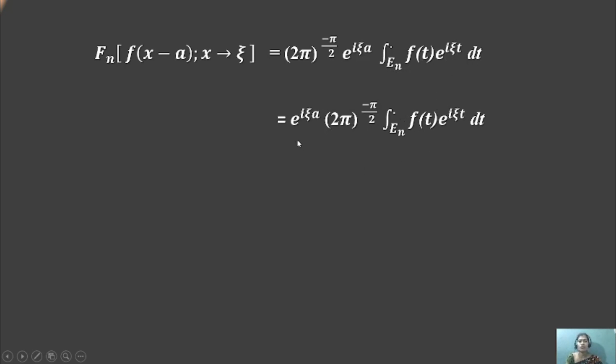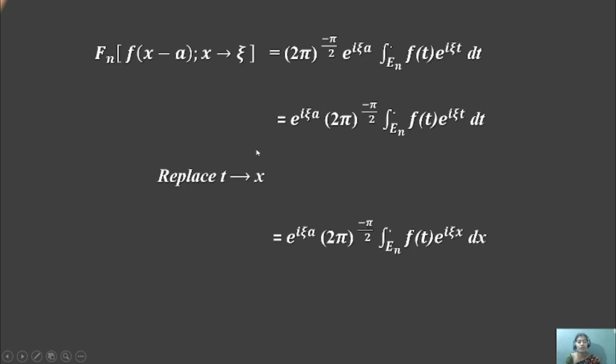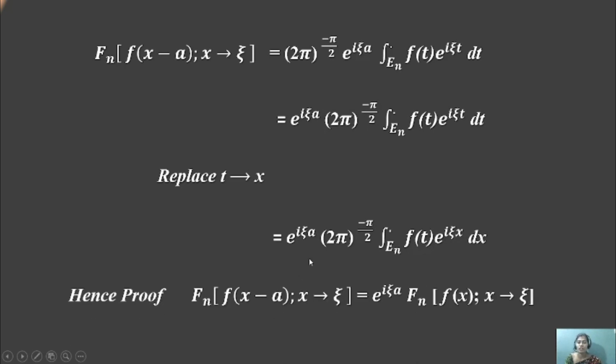Integrating this, the remaining part is 1 over (2 pi) to the power n by 2 times the integral. Replacing t with x, we get e to the power i xi a times 1 over (2 pi) to the power n by 2, the integral over R^n of f of x e to the power i xi x dx. This is the Fourier transform F_n of f of x from x to xi. So putting this formula in, we get e to the power i xi a times F_n of f of x from x to xi.